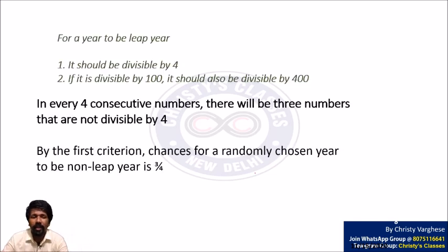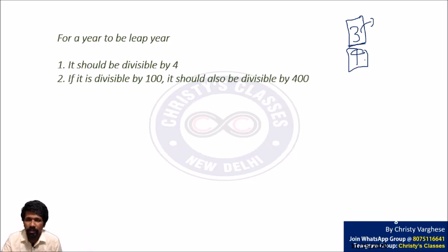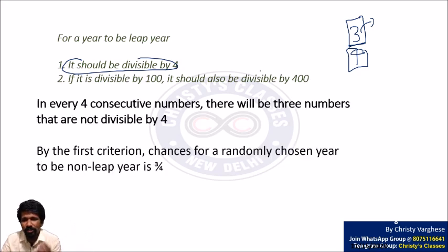So by the first criterion we understood that the default probability should be 3 by 4. In every 4 years, 3 are ordinary years, not leap years. 3 by 4 should have been the probability if you only consider the first criterion. But if you consider the second criterion also, in some sets of 4 years, the leap year available there is deleted. That means all the 4 years consecutively will be ordinary years itself.